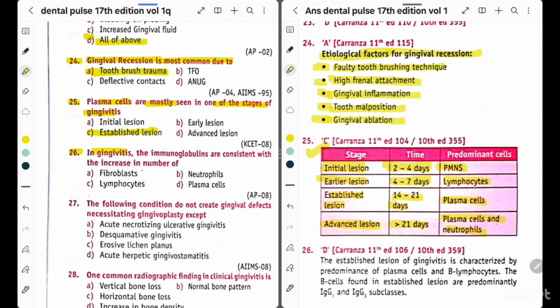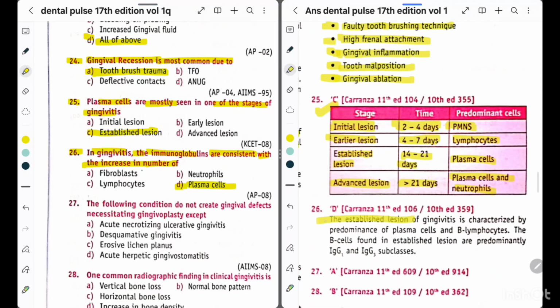Question 26. In gingivitis, the immunoglobulins are consistent with the increase in number of option A, fibroblast, option B, neutrophils, option C, lymphocytes, option D, plasma cells. So the answer is plasma cells. The established lesion of gingivitis is characterized by predominance of plasma cells and B lymphocytes. The B cells found in established lesion are predominantly IgG1 and IgG3 subclasses.